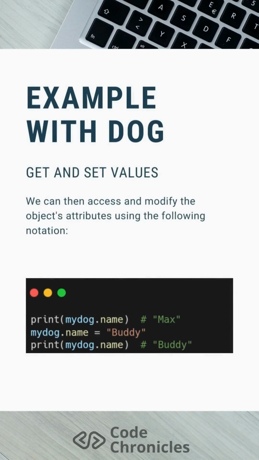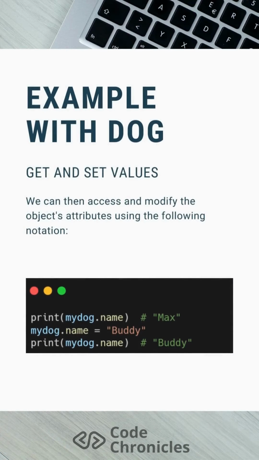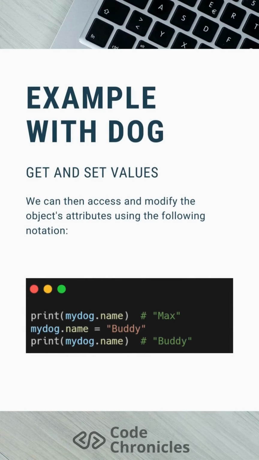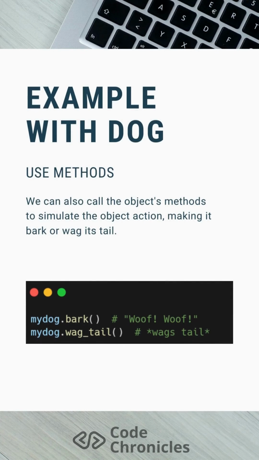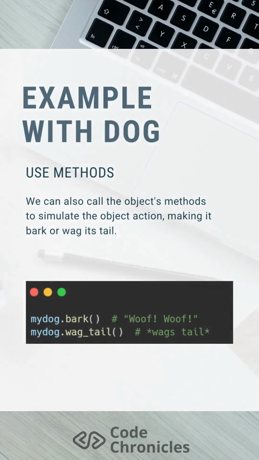Setting and getting the object values are commonly used. We can do it using the following notation. To make the object perform the action, we call the method on the instance that we create. This makes the dog bark and wag the tail.